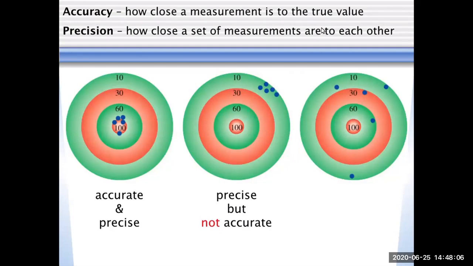And in this last example, we see that our experimental trials are kind of all over the place. They're not similar at all. It doesn't seem to be reproducible. And we're not getting the true value. So this is not accurate and it's not precise.